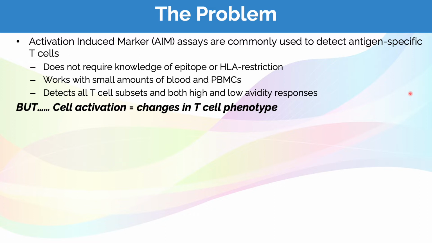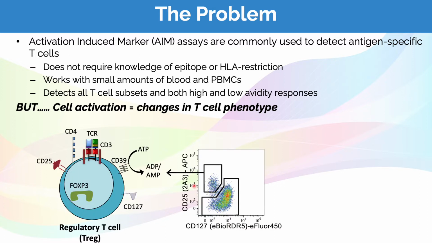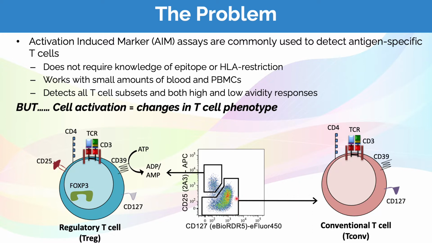This is a particular problem for regulatory T cells, which are usually defined by their high expression of CD25 and low expression of CD127. They also express the transcription factor FOXP3, and they can be distinguished here from their non-Treg or T conventional cell counterparts. However, upon activation, conventional T cells express CD25, transiently express FOXP3, and downregulate CD127, so post-activation we cannot use these markers to accurately define Tregs.